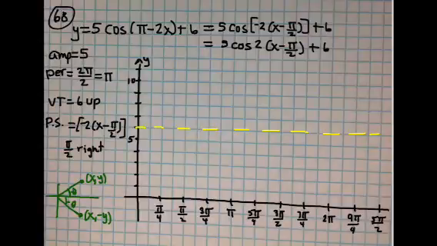Value, which is 2, and put that in the denominator here. So the period would be 2 pi over 2, which is pi. Vertical translation is 6 units up from here.